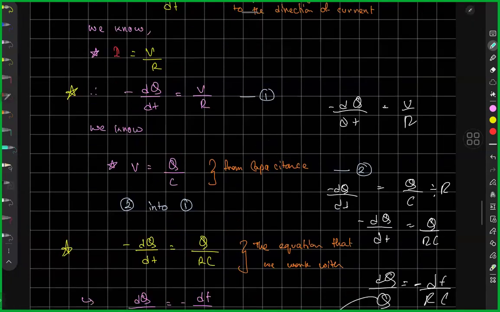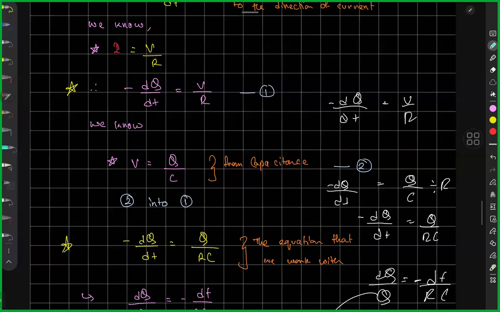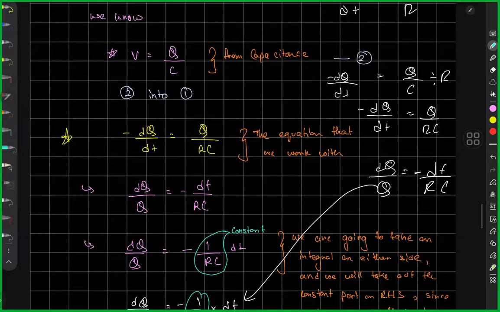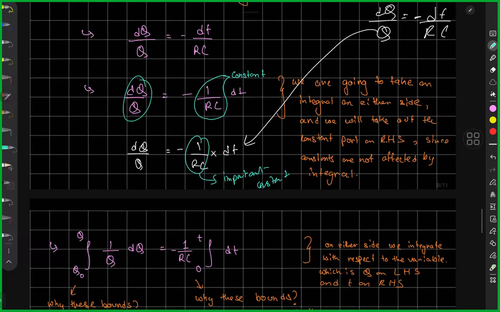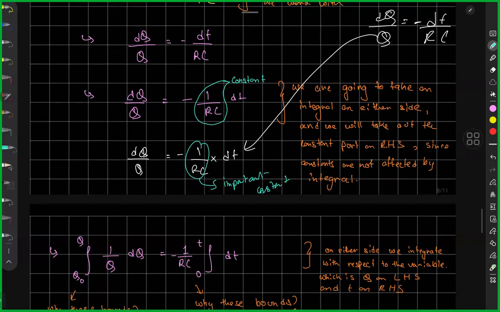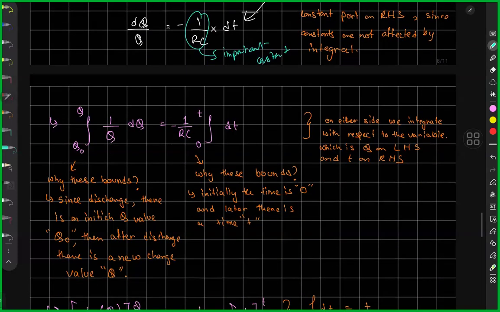And then what did we do? We substituted the capacitance equation. And then we have an equation where the derivative of charge over q is equal to minus 1 by RC times dt, a small change in time. This is where we are right now. A bit of complications done, but more left. Now we are at a position where we can take an integral on either side.